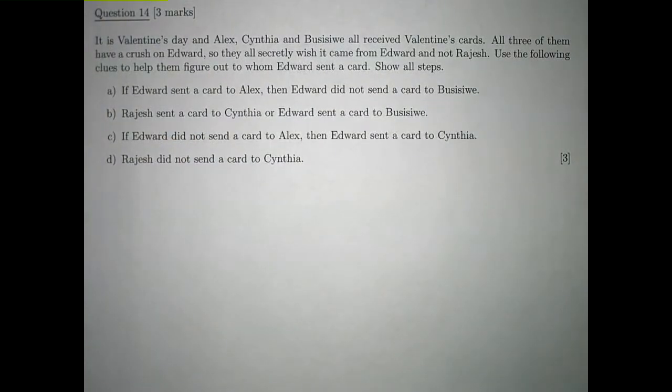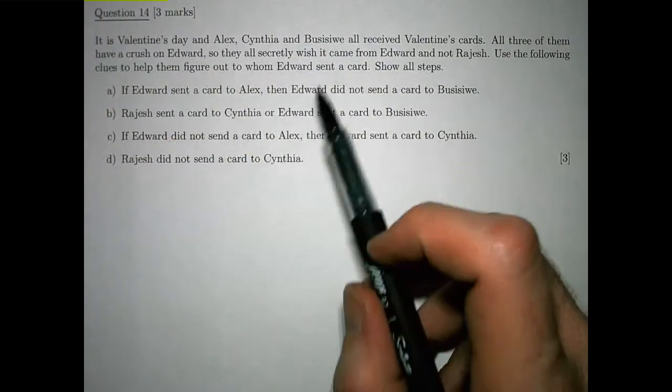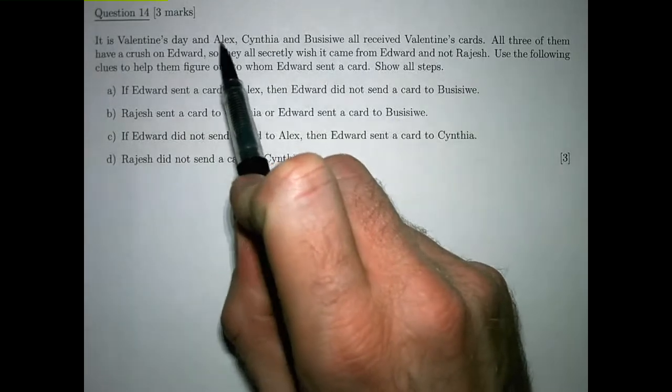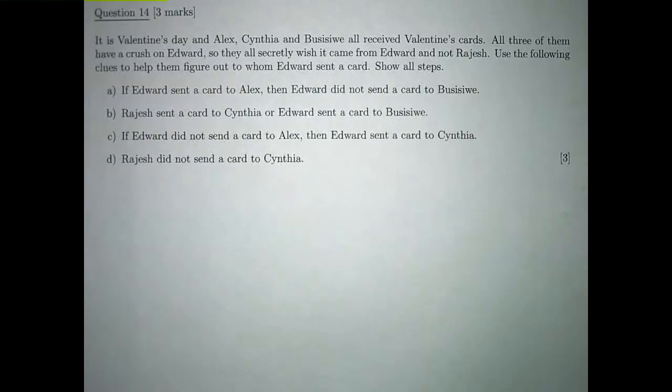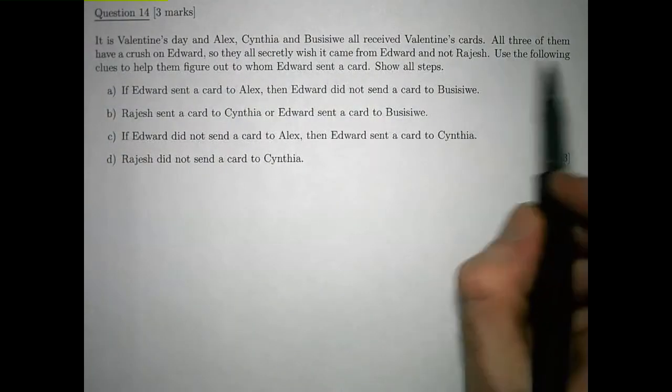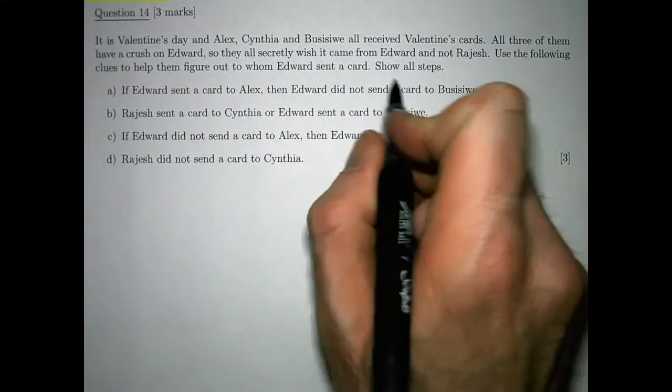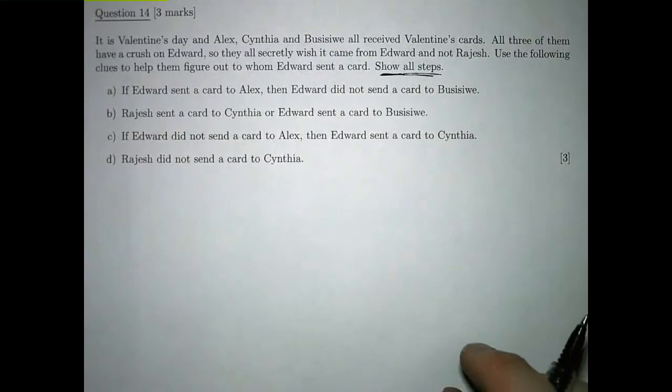This was quite a fun question where you had to reason out who Edward sent Valentine's cards to. He had to choose between Alex, Cynthia, and Busisiwe, and you were asked to use the following clues to help you figure out to whom Edward sent a card. Now this was very, very important: here you were asked to show all steps.